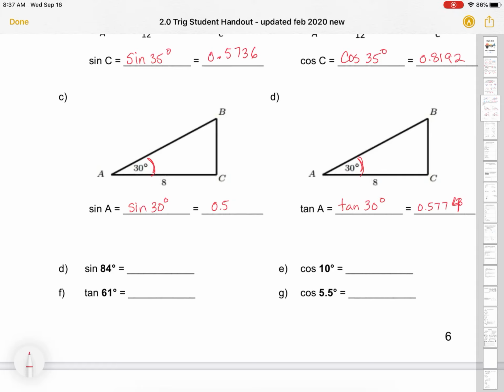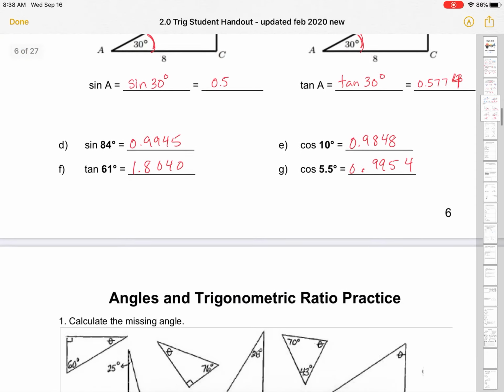Let's just try them quickly. Sine of 84 is 0.9945. Cos of 10 is 0.9848. Tan of 61 is 1.8040. And cos of 5.5 is 0.9954. So check, make sure your calculator is on the right setting so that you can do these properly.